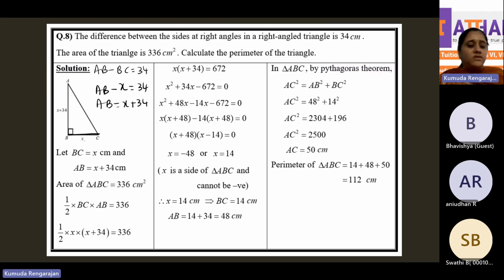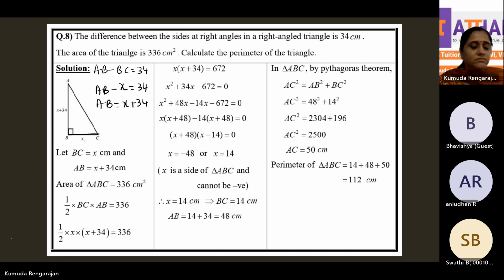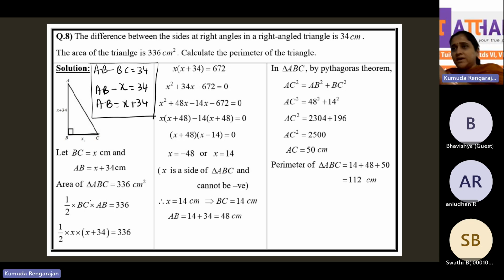Okay. So that's what I've written here, children. This you can do in your rough column. You can write this in the rough column and start your answer like this. Draw the triangle and start like this, whatever I've written here.